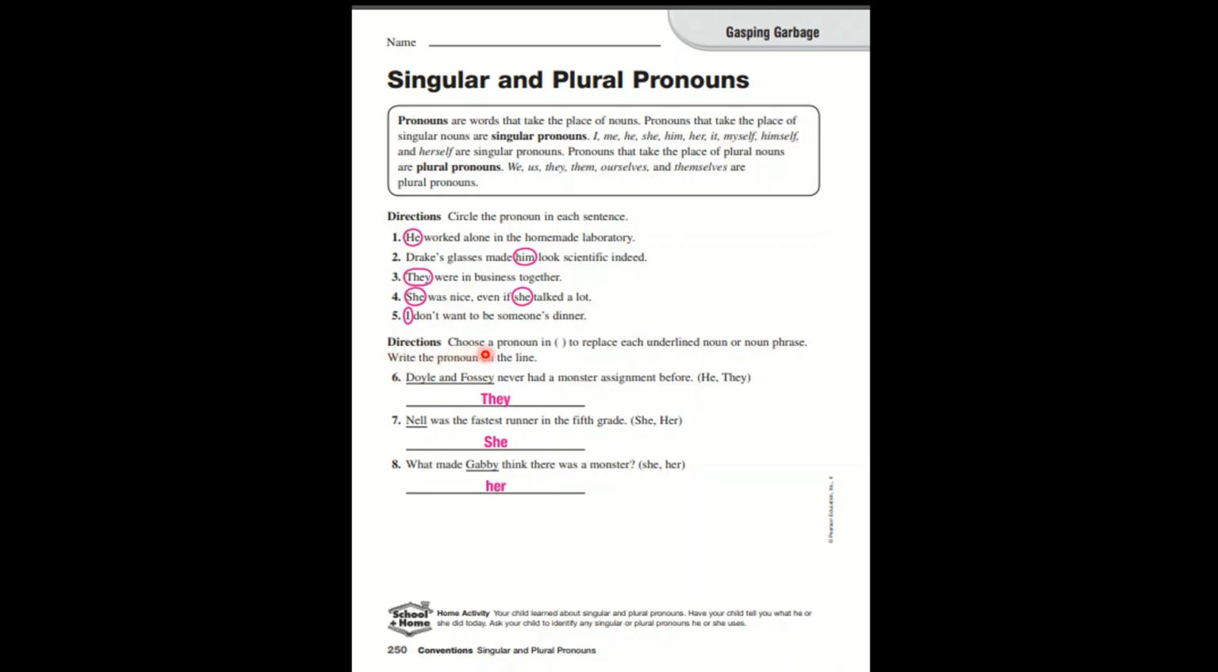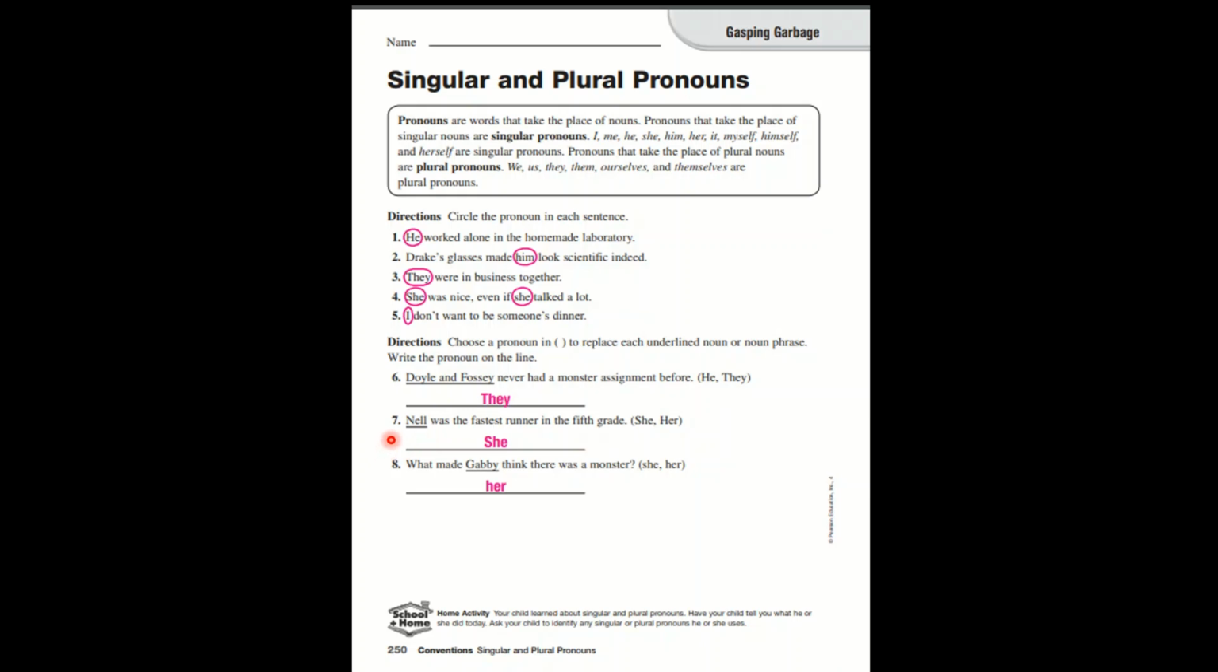Directions. We're going to choose a pronoun in the parentheses to replace each underlined noun or noun phrase. Write the pronoun underlined. Number 6. Doyle and Fossey never had a monster assignment before. We know that Doyle and Fossey are the nouns of the sentence. They're the people who are doing something in the sentence. And those two names will get replaced by a pronoun. It will be a plural pronoun. The pronoun will be they because it refers to more than one person. He would not be the best choice because he refers to one person only.